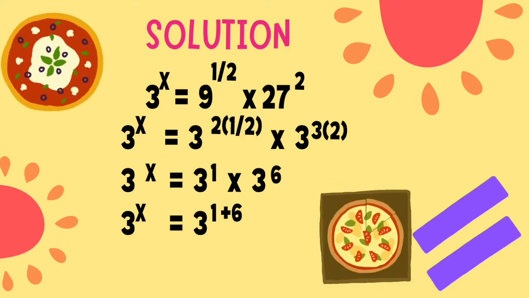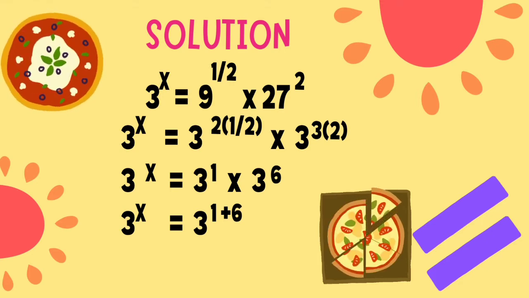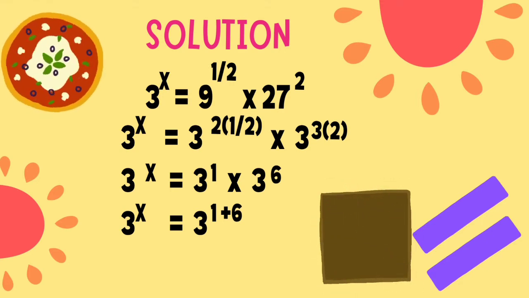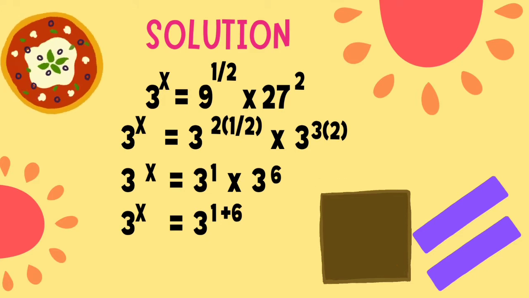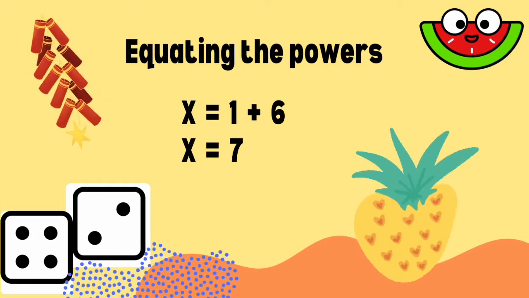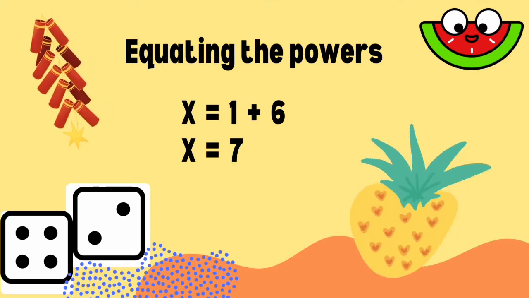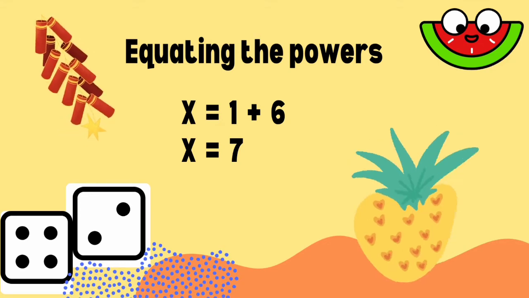So you will be having 3 raised to power x being equal to 3 raised to power 1 times 3 raised to power 6. Applying the laws of indices to the right hand side of the equation, you are going to have 3 raised to power 1 plus 6. So the next thing you do is to equate the powers. So when you equate the powers, you'll be having x being equal to 1 plus 6. So finally, x will be equal to 7.